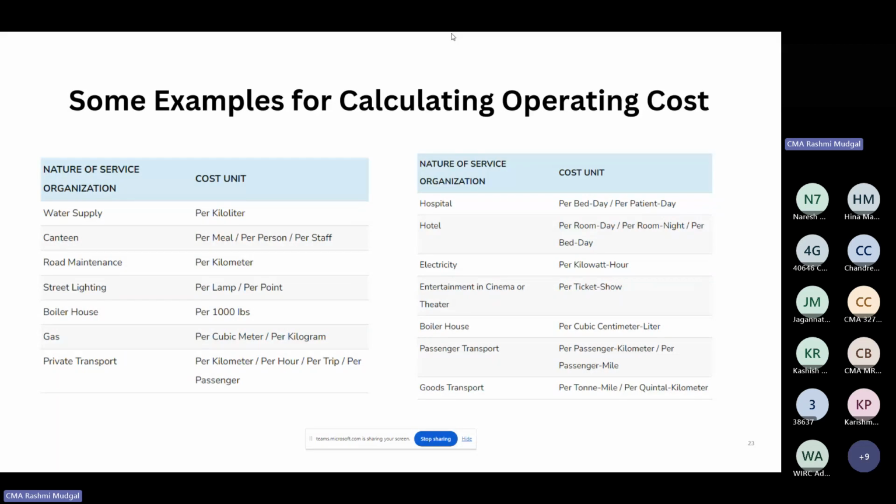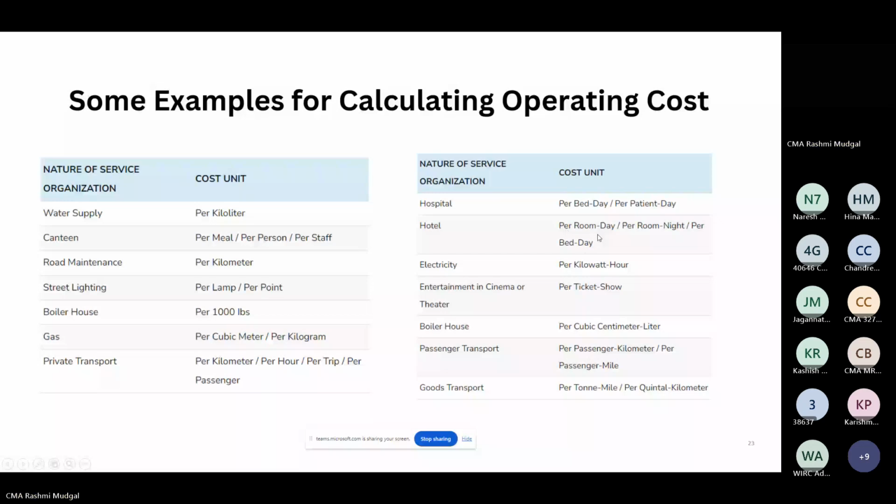Nature of service, one more. Hospital per bed per patient day. Per bed can be different. A general bed having 10 beds in one room, the cost will be lesser. Per patient, one room with a small garden, this is also per patient per day, how much cost is being incurred. Hotel industry per room per day, per room per night, per bed day, because the cost of the day is different, the cost of a night is different, because bed day is also there.